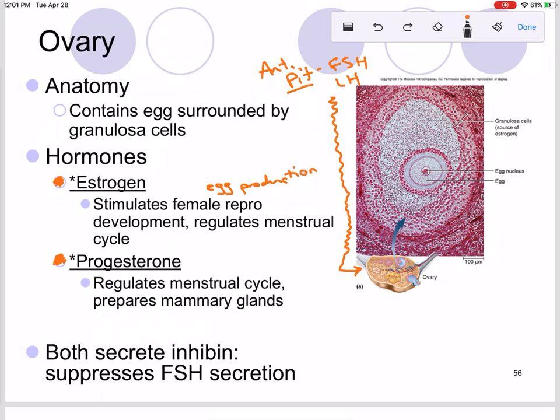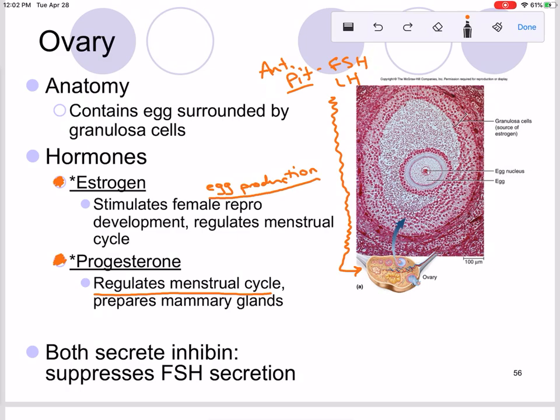Estrogen stimulates egg production. It also stimulates female reproductive development, which means development of the female sexual organs. Estrogen also regulates the menstrual cycle. But let's just talk about estrogen. Stimulates egg production. Progesterone, it's so hard to keep this simple. We're going to say that progesterone regulates the menstrual cycle. Even though they both do, let's just start here.